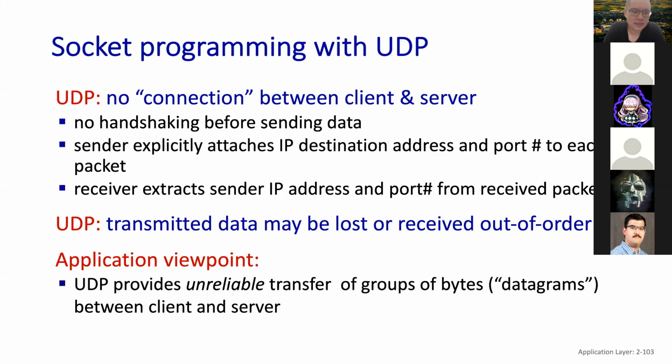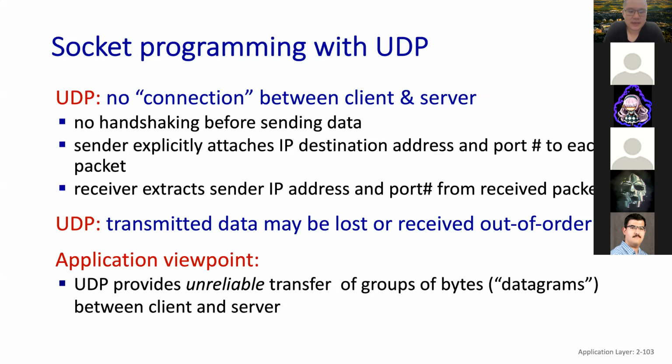So the sender explicitly attaches the destination IP address and the port number to each packet, and the receiver extracts the sender's IP address and port number from the received packet. So that's just send and receive, right? No handshaking, no established connection. This is a very important part you need to remember.